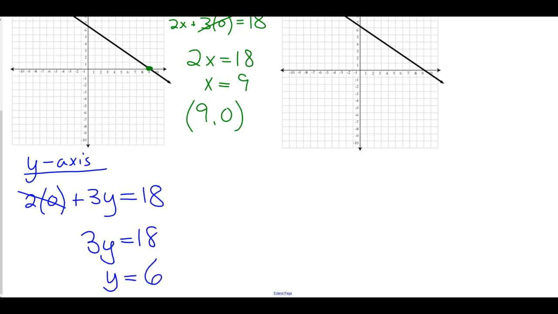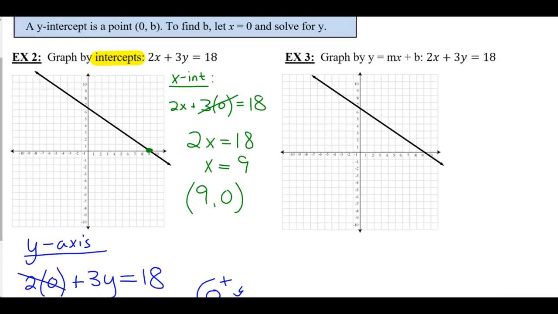Now, as a point, how would I write the y-intercept? Over 0, up 6. So x is 0, y is 6. So we plot that. You can see I already have it up here, but put a point on the y-axis at 0, 6. And at that point, how many points does it take to find a line?